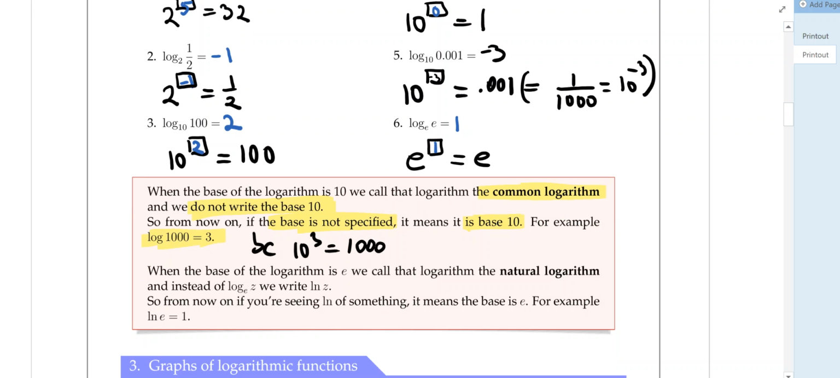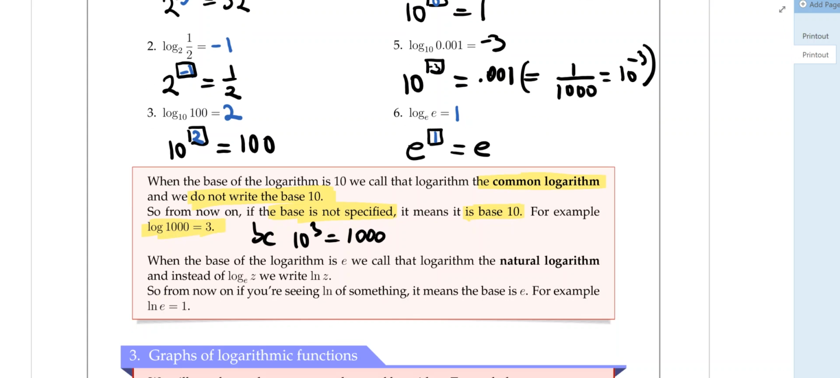Now when the base is E, we call the logarithm natural logarithm, and instead of writing log base E, instead of specifying that the base is E, we're simply going to write ln. So ln of z means log base E of z. So from now on, when you're seeing ln of something, that means that the base is E. So for example, ln of E is 1 because E to the 1 is E, right?